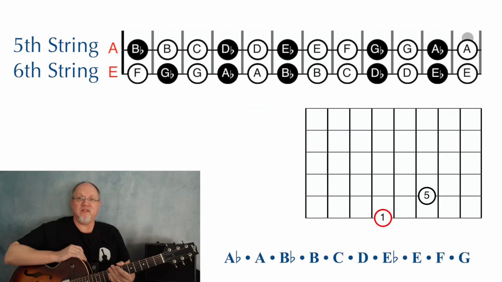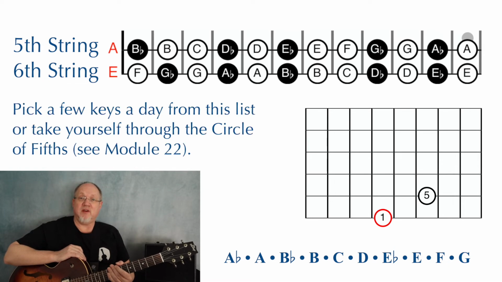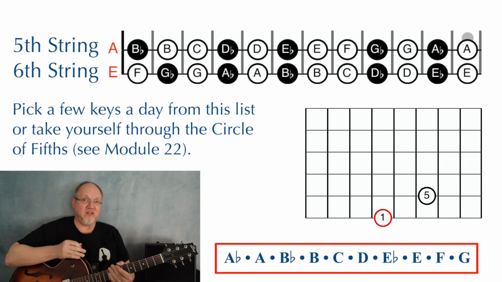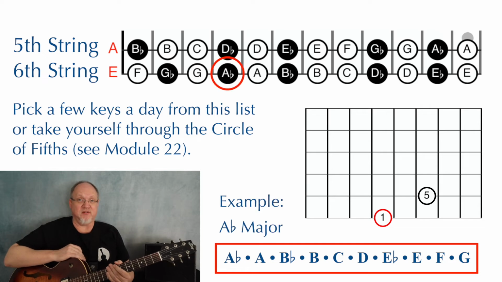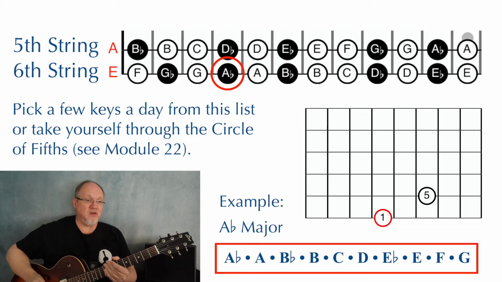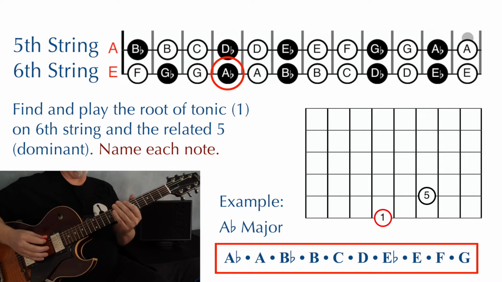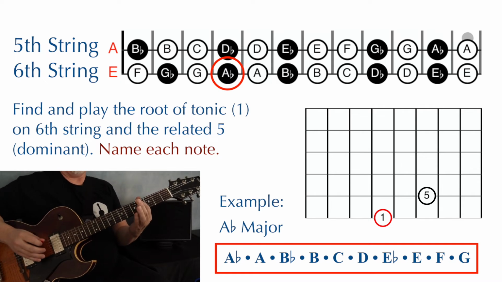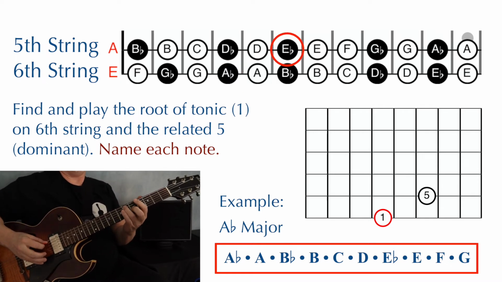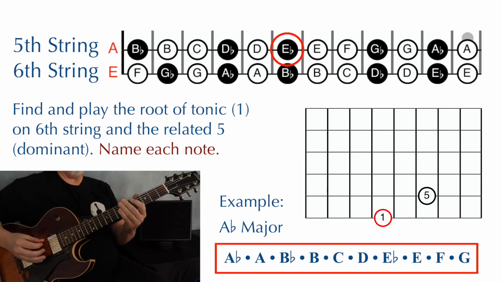On page 126, we have this 1-5-1 playing exercise using 7th chords. What I'd like you to do is pick a few keys a day. You could choose from this list, or you could take yourself through the circle of fifths. And let's say we're going to choose the key of A flat major for this exercise. What I'd like you to do is find and play the tonic, or 1, on the 6th string, and its dominant, or 5, on the 5th string, and name the notes as you play them.